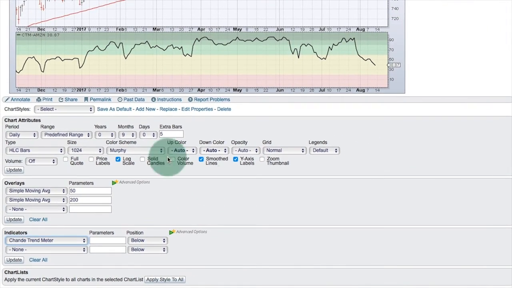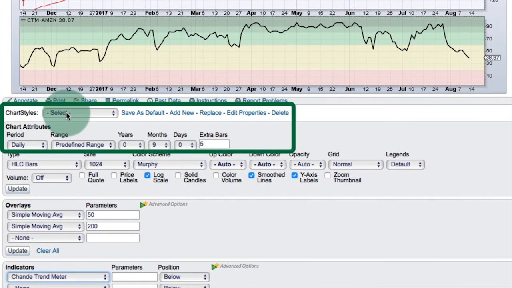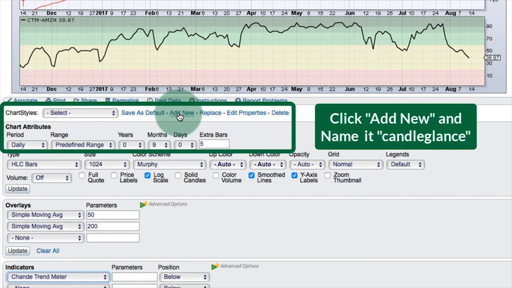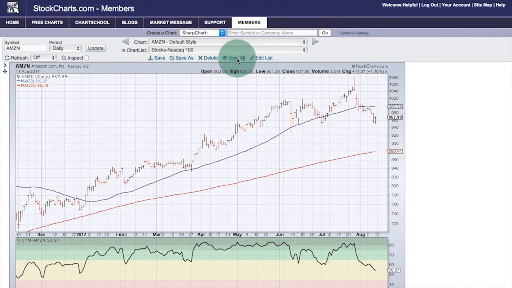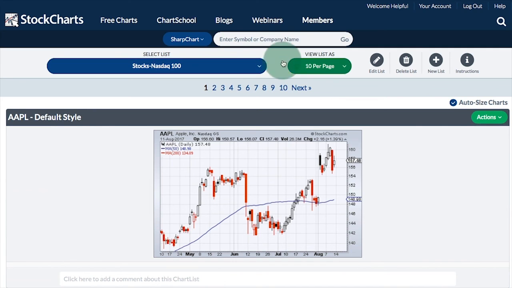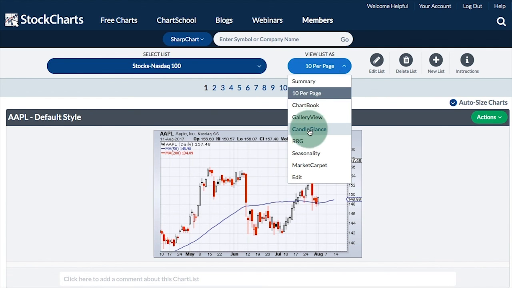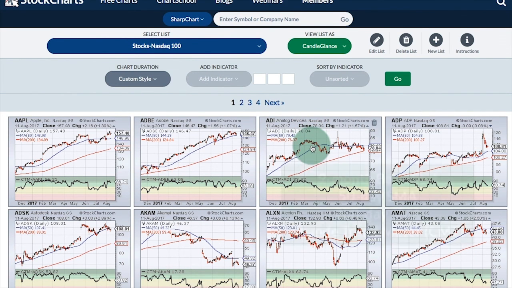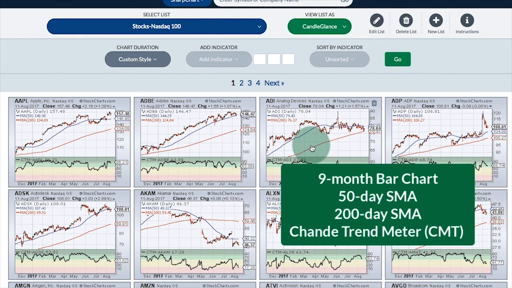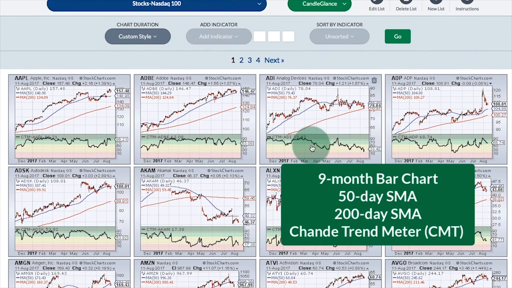So once I've done that, I need to create a chart style called Candle Glance. So I will click the Add New link and I will go Candle Glance. And then I will add that chart as a chart style. So now when I go to View All and I choose to view the list as Candle Glance, all these Candle Glance charts will now show a 9-month bar chart with a 50-day and a 200-day moving average and the Chan Trend Meter. And again, this is very handy.